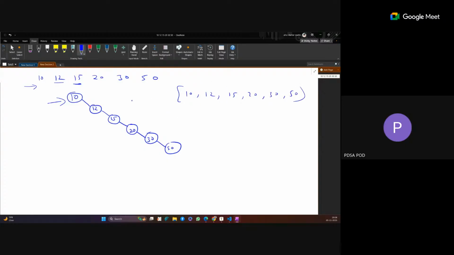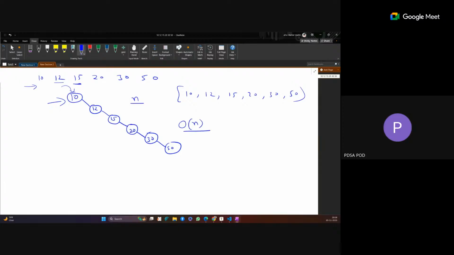Okay, so if you want to search any element, you have to traverse all the elements from the root. Suppose you want to search 50, you have to traverse from the 10, then 12, then 15, then 20, then 30, then 50. Then you can identify that this 50 exists in this. So here you have to work on completely n elements. So you have to compare all n elements which are available in this way to identify your searching element. So this operation is overall order of n.